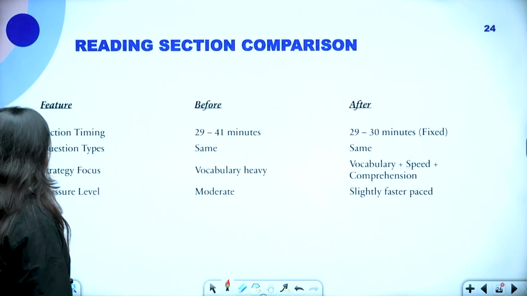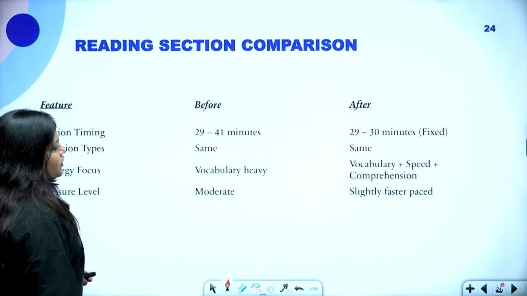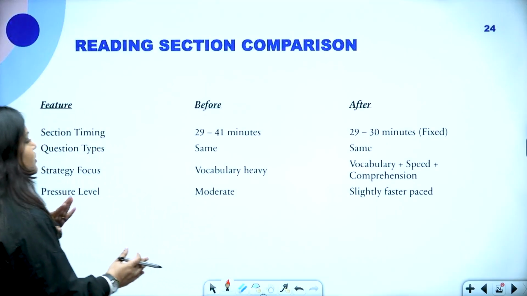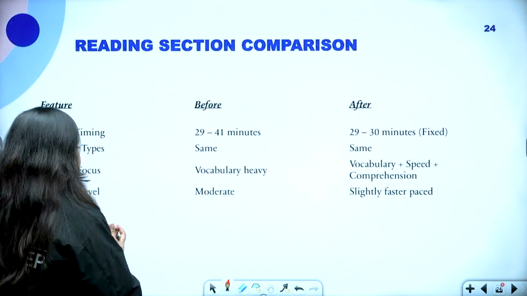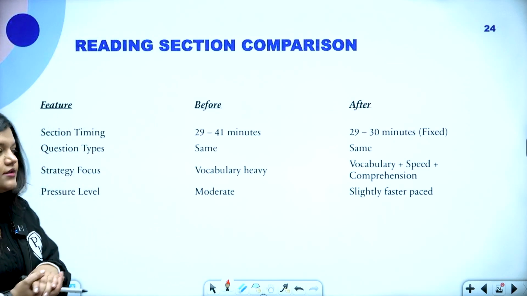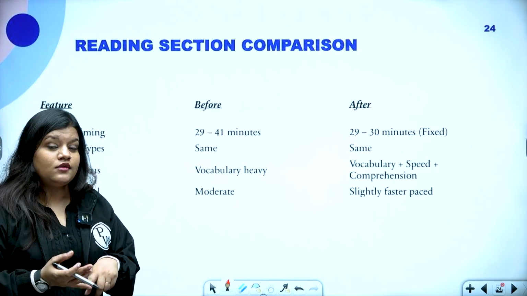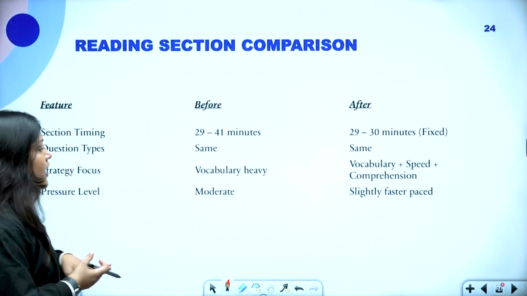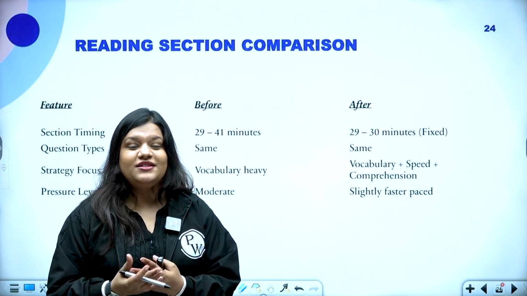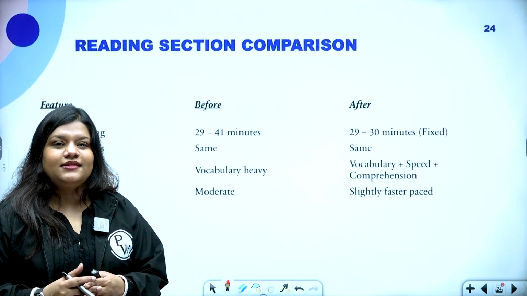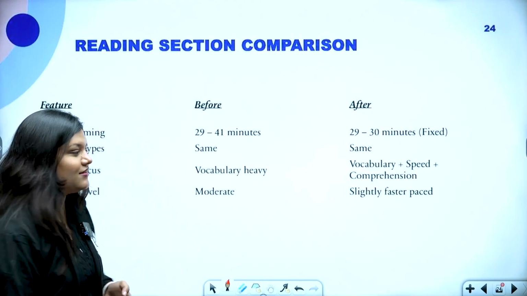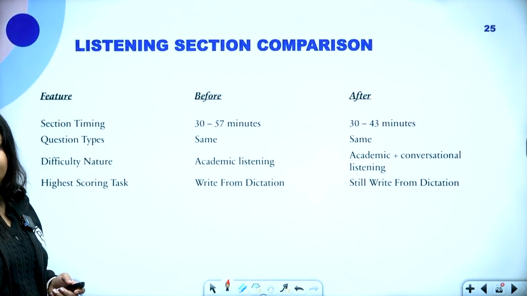Moving ahead for the reading, earlier the timer was 29 to 41 minutes. Now the time is fixed and concise to 29 to 30 minutes. The question types are the same. Earlier, it was very much vocabulary oriented, but now it is vocabulary, speed and comprehension oriented. Earlier, the pressure level was moderate, but now the pressure level will be slightly faster because the timer is being reduced from 29 to 41 to 29 to 30 minutes. Okay. So, yes, this is what we have.